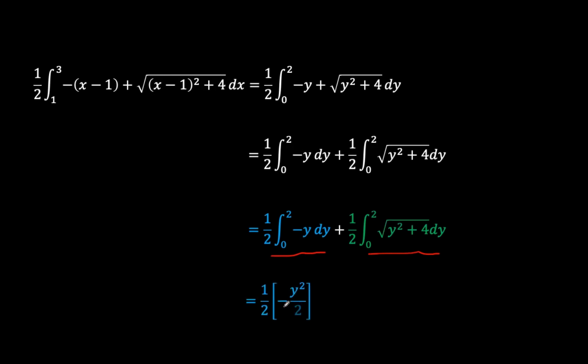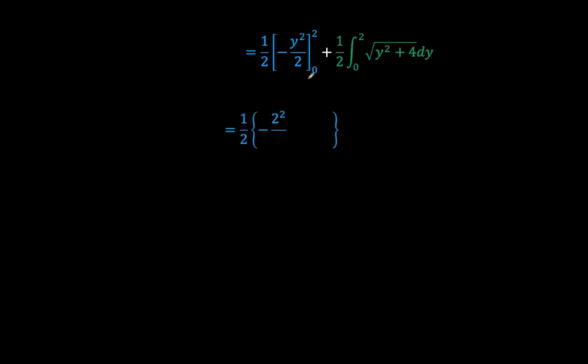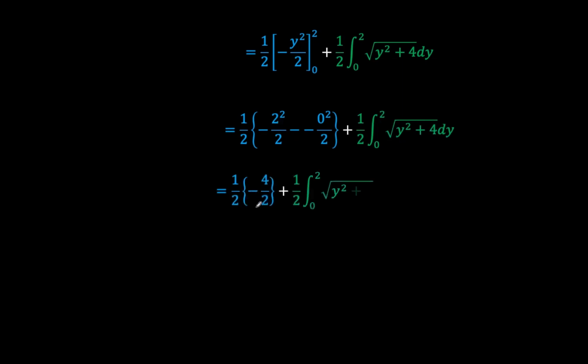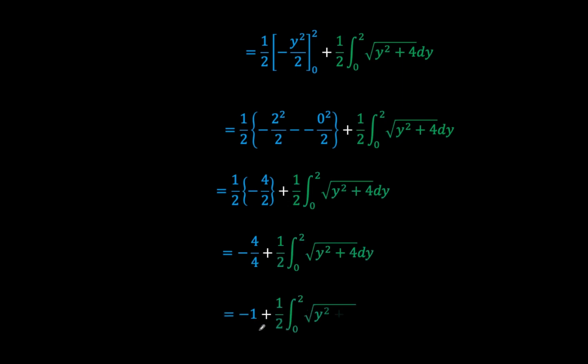And then when we integrate negative y, it's the same as negative y squared over 2. And then we have this constant half here with the limits applied appropriately. So we have 2 squared over 2 minus 0 squared over 2, negative. And that means we have a half times negative 4 over 2. And that's the same as negative 4 over 4. So that means it's negative 1 for the first integral.